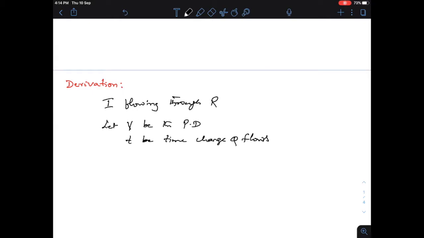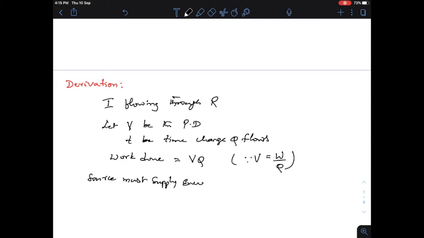Therefore, the work done in moving the charge Q through this potential difference V is, we know, VQ. Why? Since V is the potential difference, which I have discussed in my previous videos. Therefore, the source must supply energy VQ in time t.